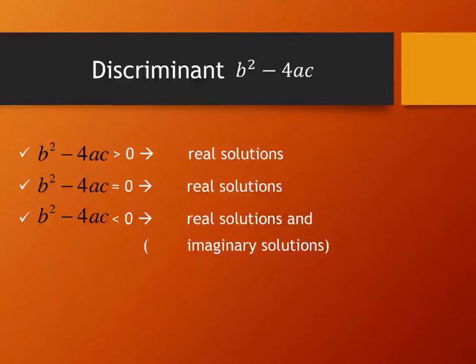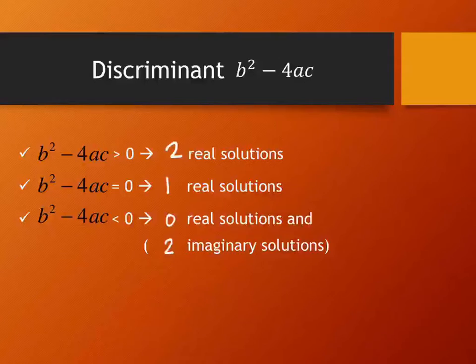And there are three possible outcomes when you have that discriminant value. If the discriminant value is positive, then there are two real solutions. If the discriminant value is equal to 0, there's one real solution. And if the discriminant value is negative, there are 0 real solutions. There are 2 imaginary solutions. If it's negative, that's the third one on there. It has 0 real solutions, and it has 2 imaginary solutions.